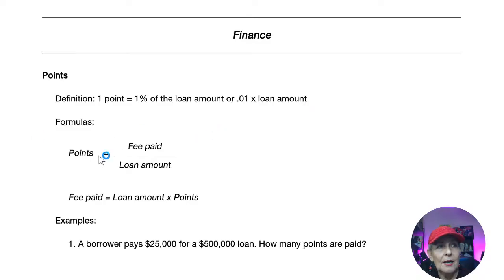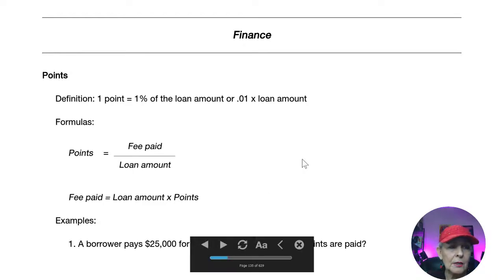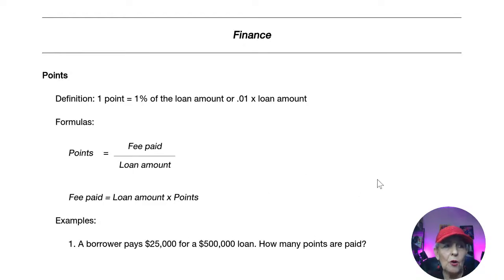So the formula is points equals the fee paid divided by the loan amount. Rewriting it, fee paid equals loan amount times points. So a borrower pays $25,000 for a $500,000 loan. How many points are paid?